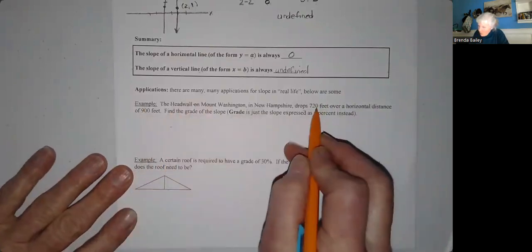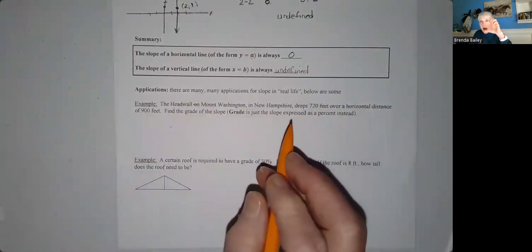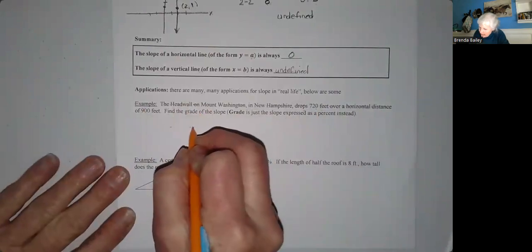So we're going to drop 720. The drop 720 is the y distance, and it's dropping. So we're going to go minus 720. That's our y, that's our change in y for our slope. I'll just put all those there.